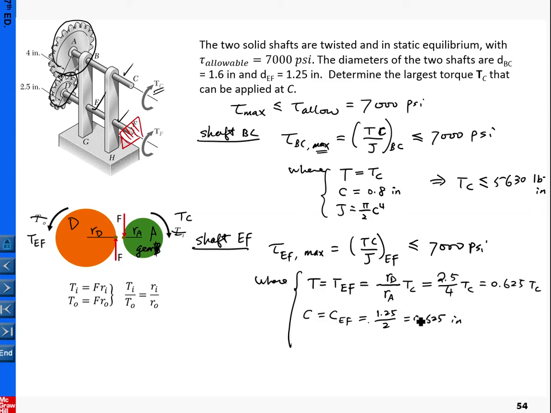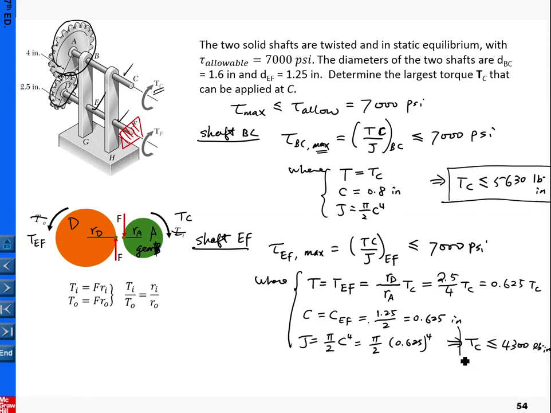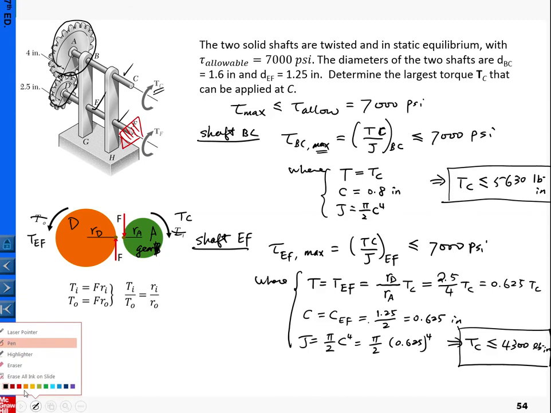And then J equals pi over 2 times 0.625 to the fourth power. So everything together, we can solve that TC is less than or equal to 4,300 pound-inch. After we check both shafts, we know TC must be less than or equal to this number, as well as less than or equal to this number. So the overall answer, for TC to satisfy both shafts, is that TC must be less than or equal to this one.